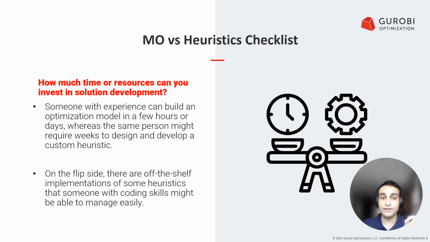The last question to ask yourself is, how much time or resources can you invest in solution development? On one hand, if you have an experienced person, they can build an optimization model in a few hours or days, whereas the same person might require weeks to design and develop a custom heuristic. But the other side of the coin is that there are off-the-shelf implementations of some heuristics that someone with coding skills and with limited or no mathematical optimization background might be able to manage easily. Although, keep in mind that like many ML algorithms that have parameters, these heuristics usually require some fine-tuning as well, which is still critical.